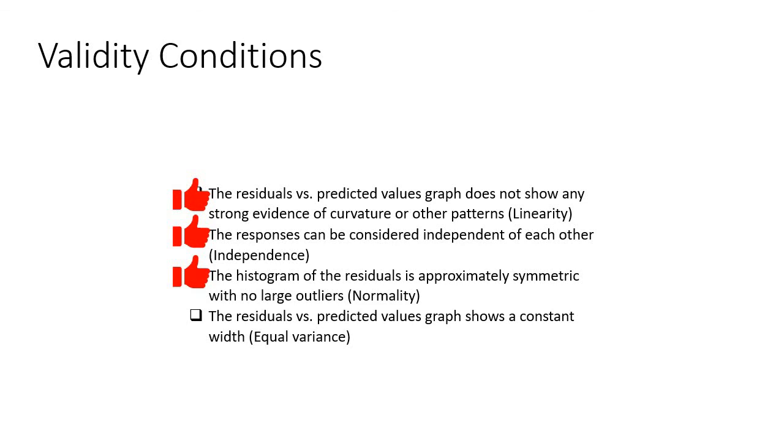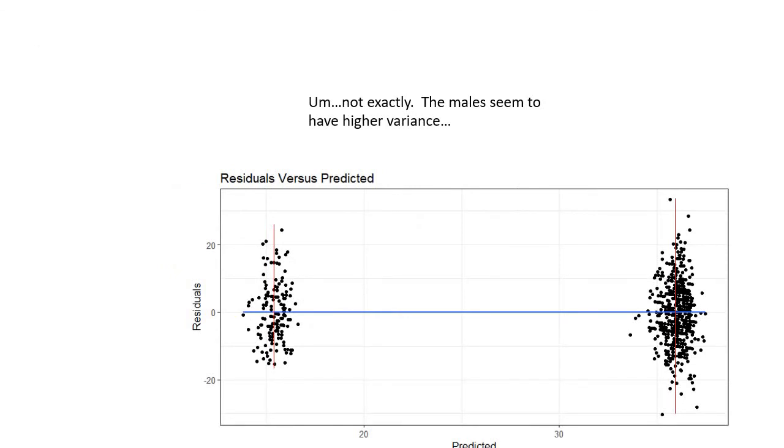The final one is that the residuals versus the predicted graph shows a constant width. We call that equivariance. That doesn't look quite the case. It looks like this has more variance than this. It's up to the beholder to make that decision. I would not say that's exactly the case here. The males seem to have higher variance.